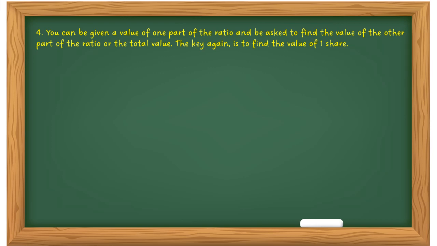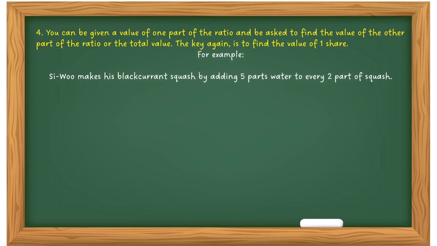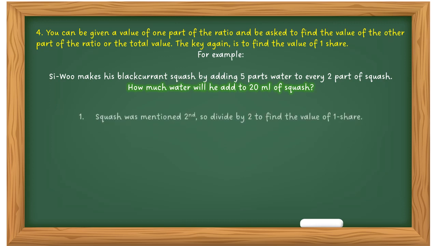You can be given the value of one of the parts of the ratio and be asked to find out the value of the other part of the ratio or the total value altogether. The key again is to find the value of one share or one part. So let's have a look. Sue Wu makes his blackcurrant squash by adding 5 parts water to every 2 parts squash. How much water will he add to 20 mils of squash?